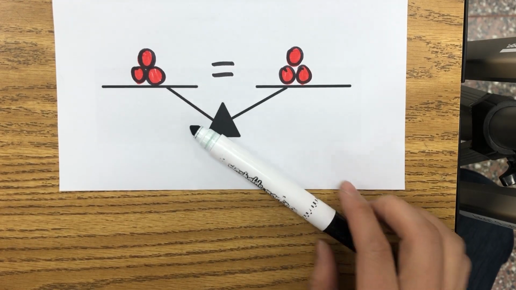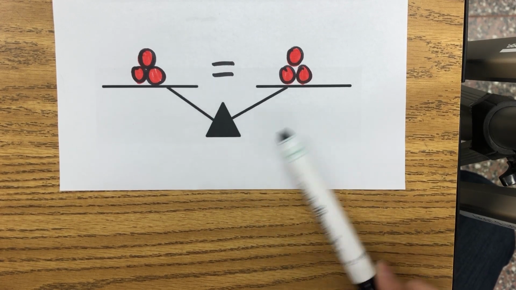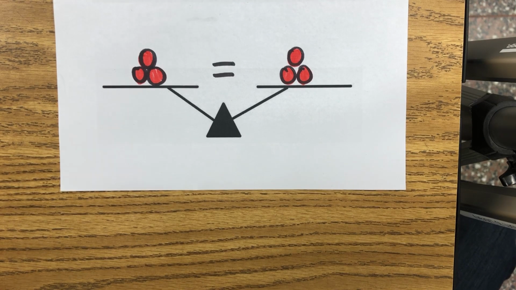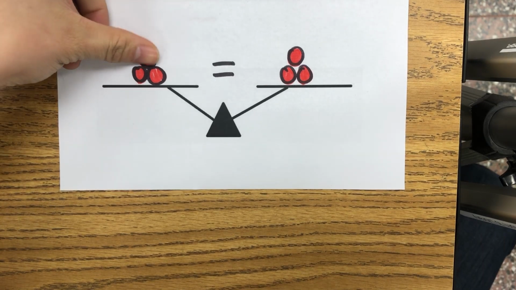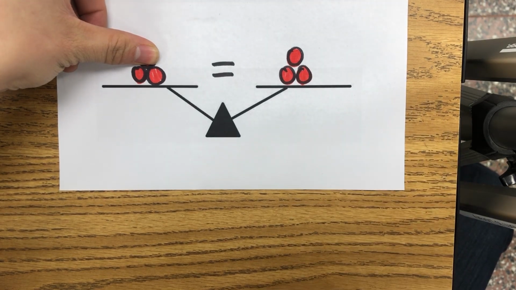So we have this scale right here that has 3 red dots on the left side, and it is balanced, it is equal to this right side over here that also has 3 red dots. So if I took away 1 red dot on this left side, would it still be balanced? It wouldn't be balanced anymore. This side will go down, it's a little bit heavier. But how do we keep this scale balanced?